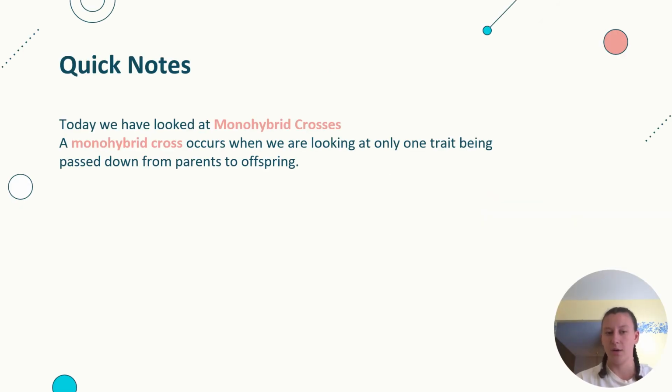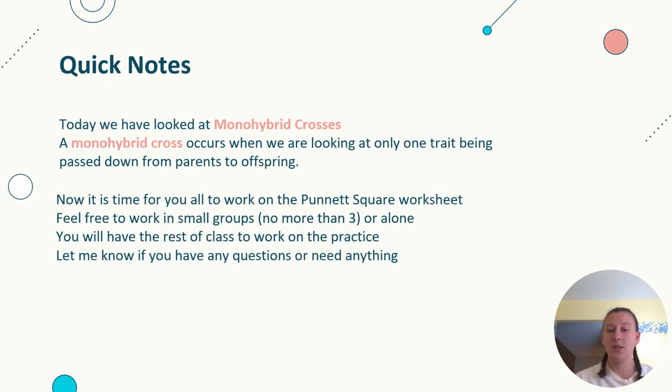All right, so quick notes at the end real quick. Today we looked at monohybrid crosses only. So a monohybrid cross is when we're looking at one trait. So we looked at pea shape first, then we looked at pea color, then we looked at flower color. Those are just one trait that we're looking at a time. We can look at multiple at a time, which we will do again as we do more generational, and this gets more complex.